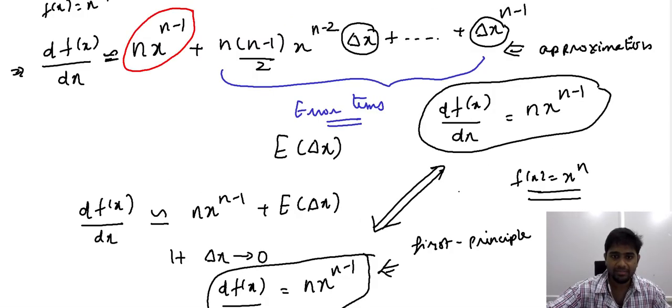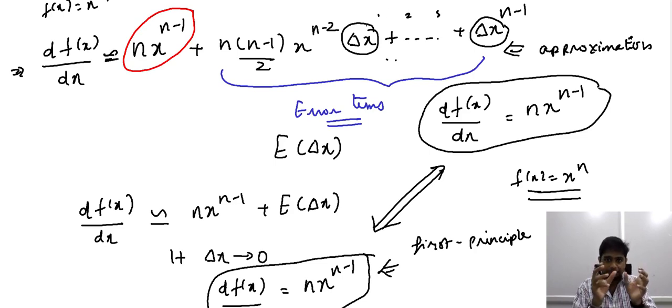Now, before winding this lecture up, I would like to introduce another notation. As you can see, these error terms, this error function, of course, are dependent on delta x, but the order of the delta x, the power of the delta x, increases progressively. So here the power of the delta x is 1, in the next term it will be 2, 3, and so on and so forth.